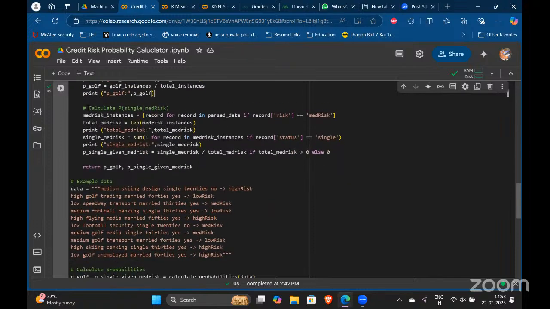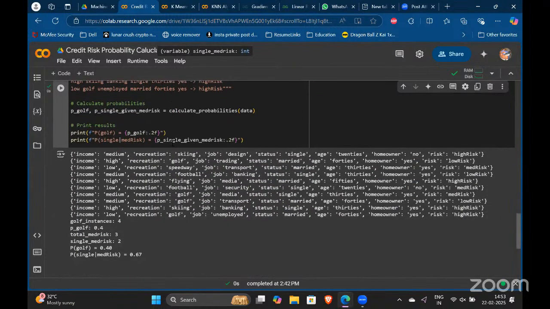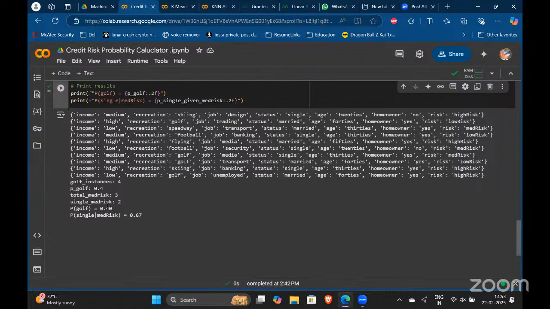And here, calculating P of single given mid risk, we have 2 instances of single and 3 instances of mid risk, with 2 instances where single and mid risk are both there. So now we get 2 by 3 as 67%. Now we'll see what it is. We have the P of golf value as 40% and P of single given mid risk is approximately 0.67. Now is this clear how we have calculated? I hope this made some sense. We'll move on to the next question.